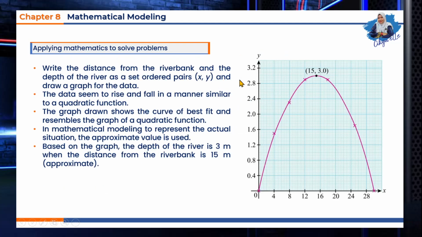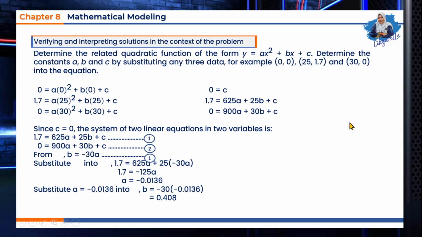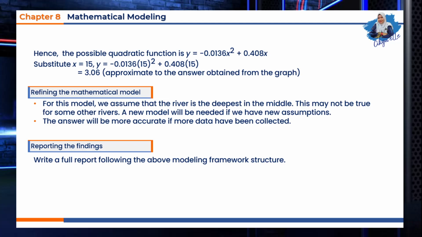Look at here, based on this graph. Based on the graph we just get an approximate value, 3.0, because we cannot plot, we don't know where to plot that 3.06. So we just get this value based on the graph we draw. So at this step we verify, we verify the value is 3.06, very close to the value based on the graph we have drawn.